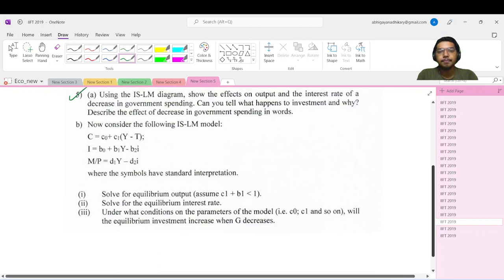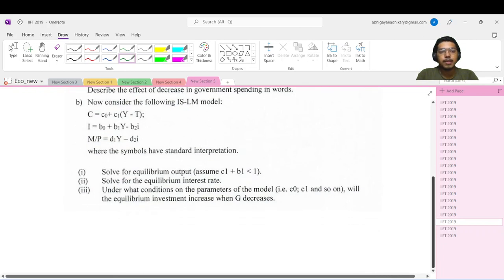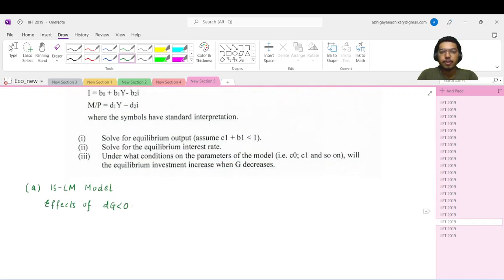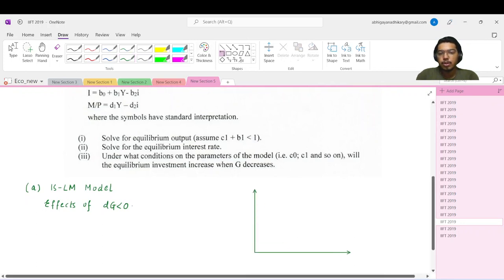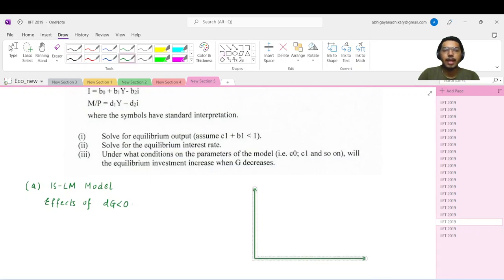So, what is happening basically? Part A. This is a question from the ISLM model, and we need to evaluate the effects of a fall in government expenditure. So that is DG negative. If we look at the diagram directly, taking the standard ISLM framework without much of a hassle.